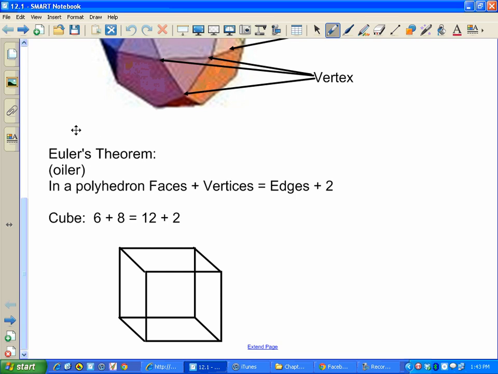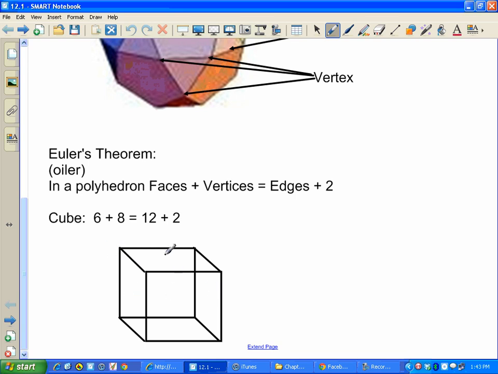This is pronounced Euler. Euler's theorem. He's a famous mathematician. He came up with a relationship between the faces, vertices, and edges of a polyhedron. And he said if you add the faces and the vertices together, that's always going to equal the edges plus 2. So if we have a cube, okay, a cube has 6 faces.